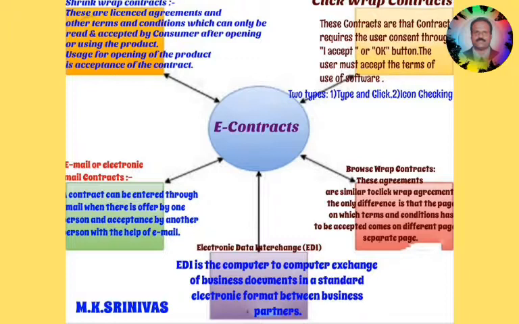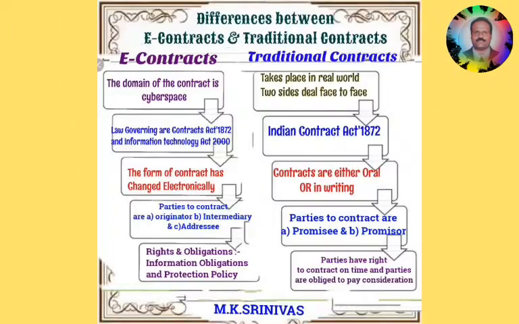There are 2 types of click wrap contracts: type and click, and icon clicking. See, what is type and click? In this case, the user must type accept or other specified words and then click submit. Now, icon clicking: in this case, the user must click on OK, I agree or a similar icon for acceptance of the contract. Now, I have come up with the differences between e-contracts and traditional contracts.